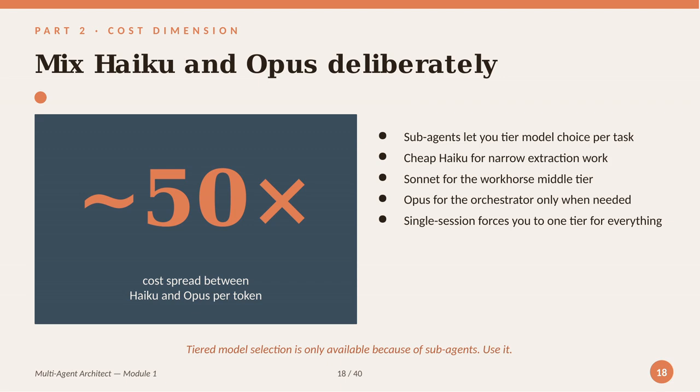Subagents let you tier model choice per task. A narrow extraction task, pull the security issues out of this code review, runs fine on Haiku at 50 times lower cost. The orchestrator that decides routing and integrates results runs on Opus, where you need the full capability. The middle workhorse tier.